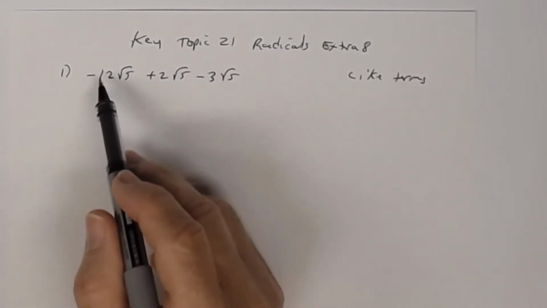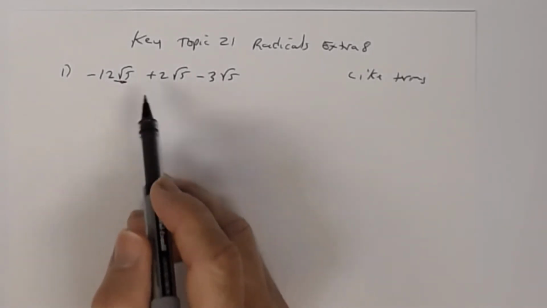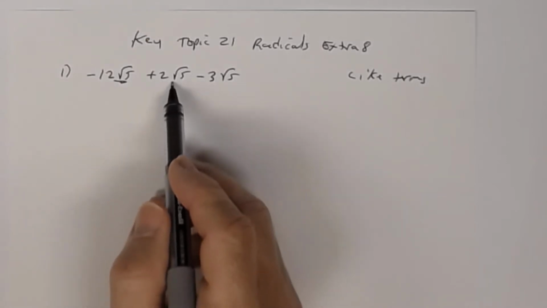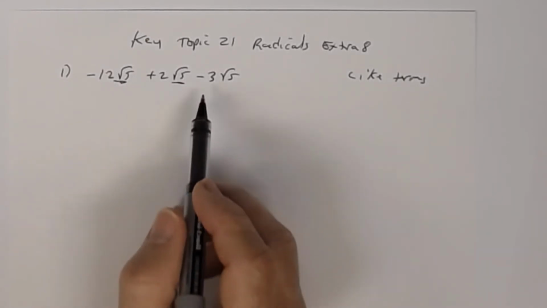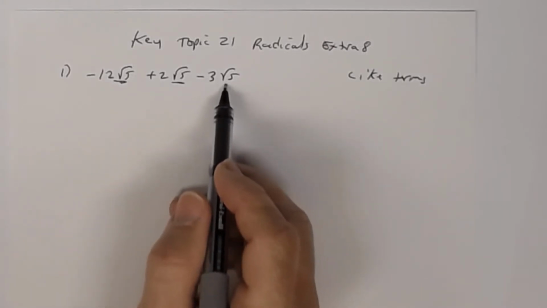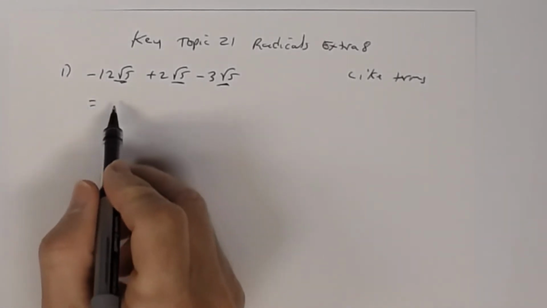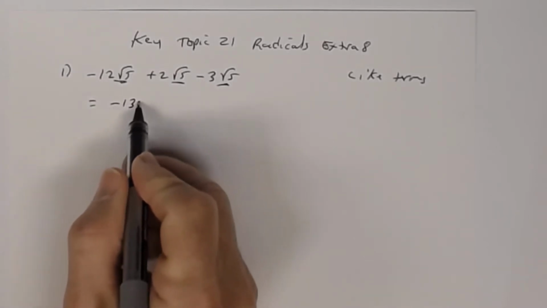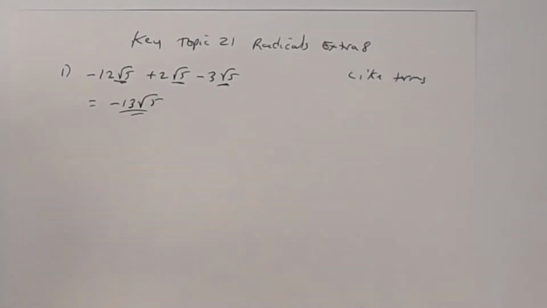So therefore I have negative 12 square root of 5, and then 2 square root of 5, so that's a negative 10. And the negative 10 square root of 5 and a negative 3 square root of 5 gives us a negative 13 square root of 5. So number 1, the answer is negative 13 square root of 5.